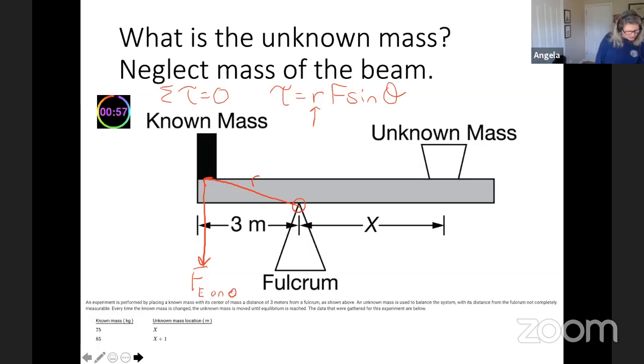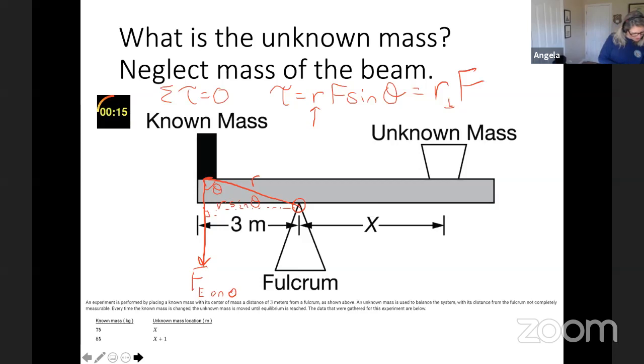But r sine theta, because theta is the angle between r and F. So since this is theta, this perpendicular distance here is actually r sine theta. So really you could say torque is the perpendicular component of the r vector multiplied by the force. That's a shortcut that saves a lot of time, because how are we going to figure out what angle that is? We don't have the thickness of the beam, so we're just going to do r perpendicular.